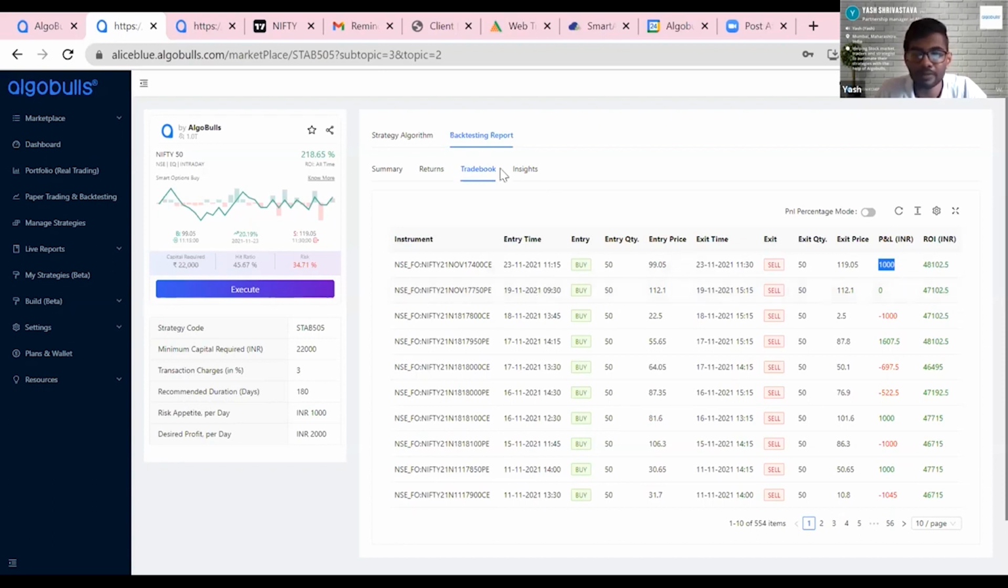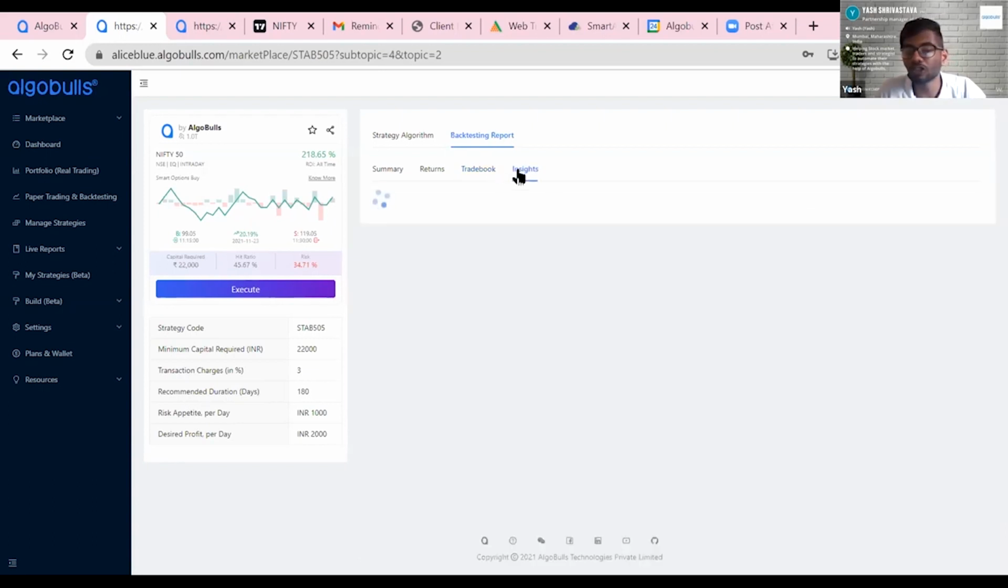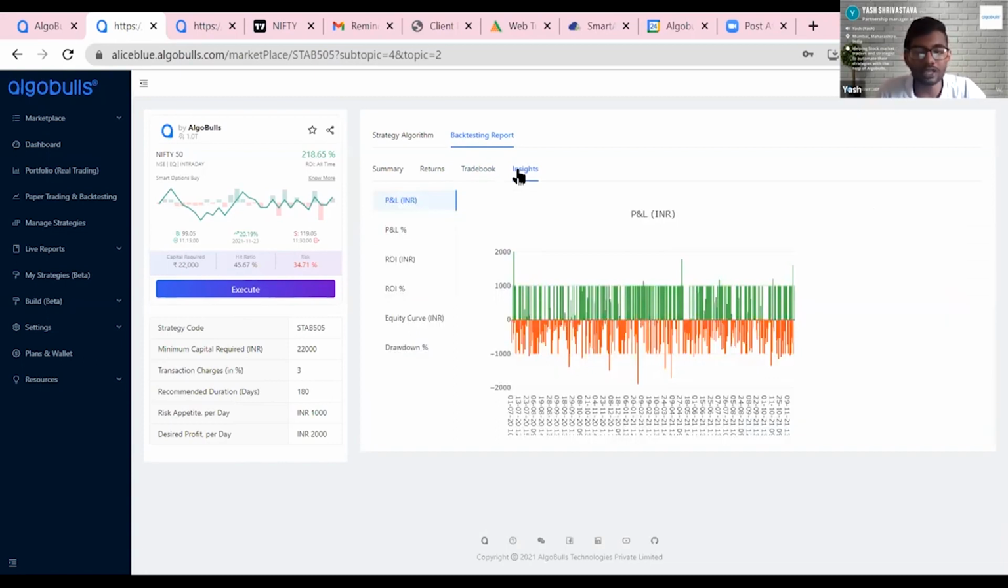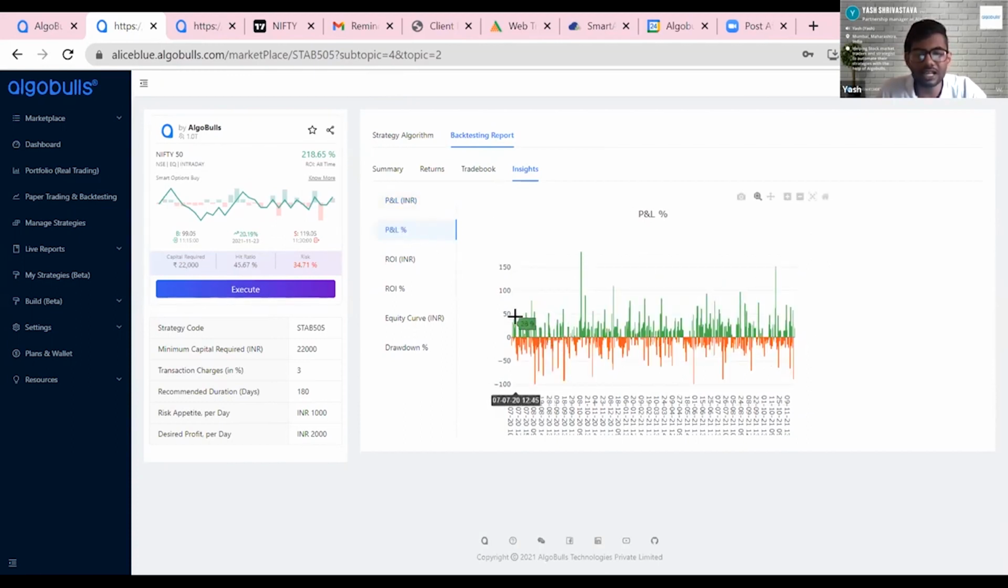Apart from that, watching all that data for 1 year is a really hectic task for all of us, right? So we have a graph section which shows you how the strategy has been performing on a daily basis. So it has been giving you 1,000 rupees profit, 1,000 rupees loss over the period of time. And this is the PNL graph of the strategy in terms of percentage it has been giving.